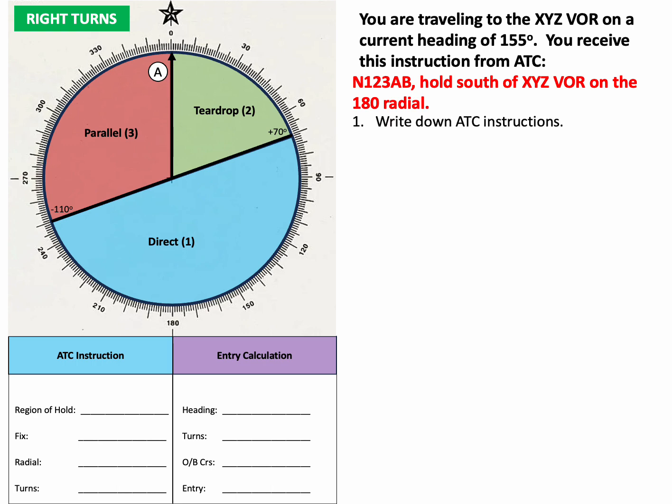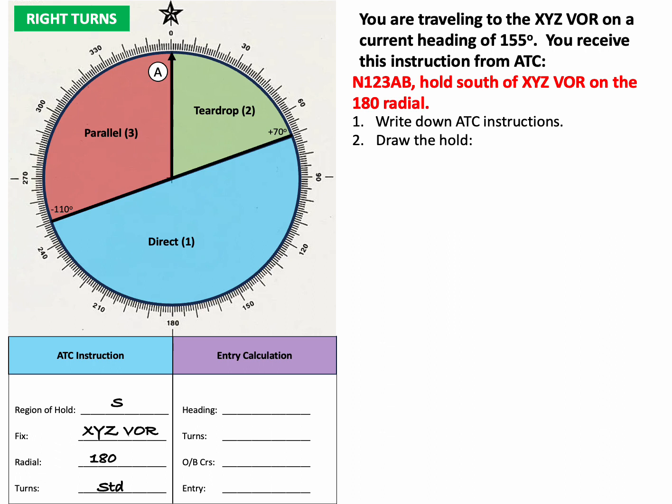First, write down the instructions as you heard or read them. In this case, the region of the hold is south, the fix or waypoint is the XYZ VOR, the radial is 180, and the direction of turn is standard or right turns because nothing was mentioned in the instruction. Now that you have the instruction, you are ready to work the rest of the problem.